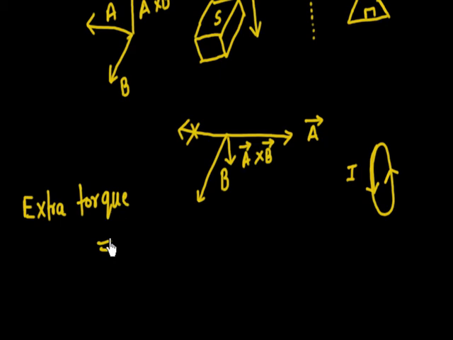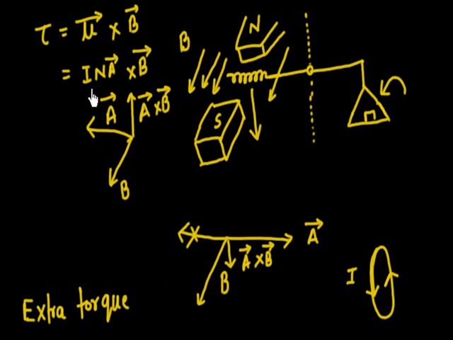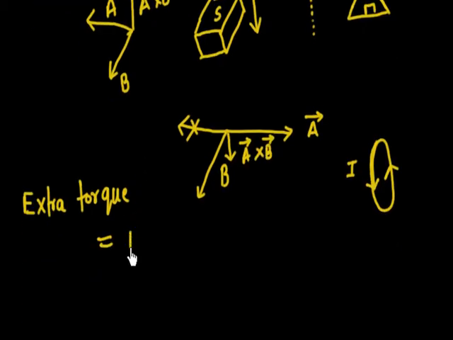This is NIAB, because A and B are perpendicular. This is the area vector, this is the magnetic field vector, perpendicular, sine 90. This is simply NIAB. So this is the extra torque. Now to balance this torque, I have to apply an extra bit. This is the extra torque due to the solenoid, on this side. Are you getting or not?